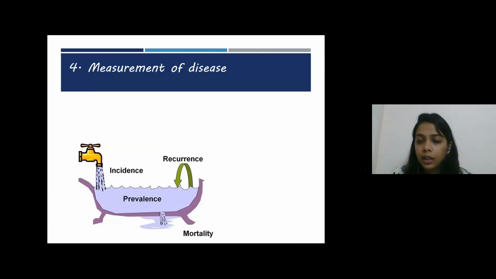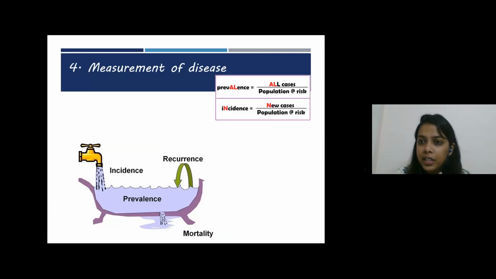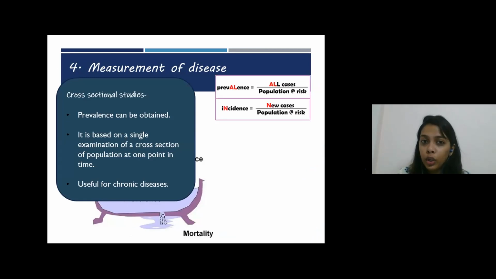So once you study the distribution of the disease, the next thing you do is you have to measure. The two important measurements we have are the incidence of a disease and the prevalence of a disease. Incidence basically is every new case that you see among the population at risk, and prevalence is all the cases, the old cases and the new cases. If you use a cross-sectional design when you're doing a descriptive study, it gives you, at that particular point, how many people are suffering from that disease, which is prevalence. So at one point of time, you check, and it gives you the prevalence. And this you can use for chronic diseases.